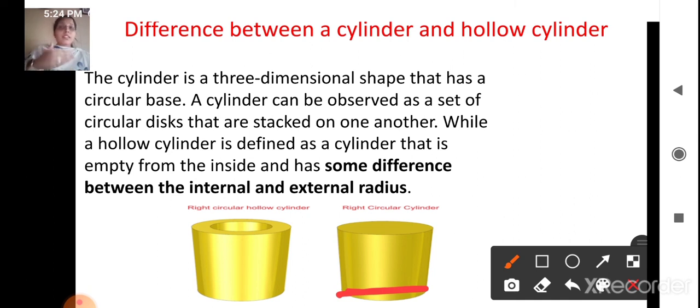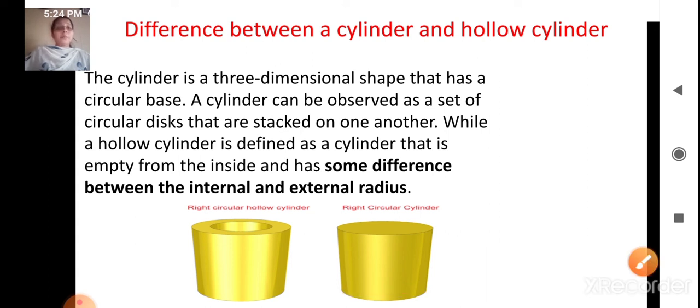Even circular discs, if you stack and keep them one upon the other, a cylinder can be observed. You can see a picture of a cylinder as a set of circular discs that are stacked on one another, right? The same which I showed you as carom board coins. While a hollow cylinder is defined as a cylinder that is empty from inside. So you cannot stack and keep the hollow cylinders. Examples of hollow cylinders are straw and tubes, and the cylinder examples which I gave you are the stacking of carom board coins, talcum powder tins, and I showed you a picture of a candle.